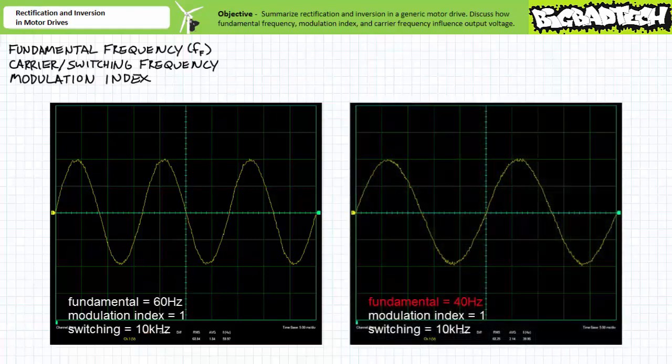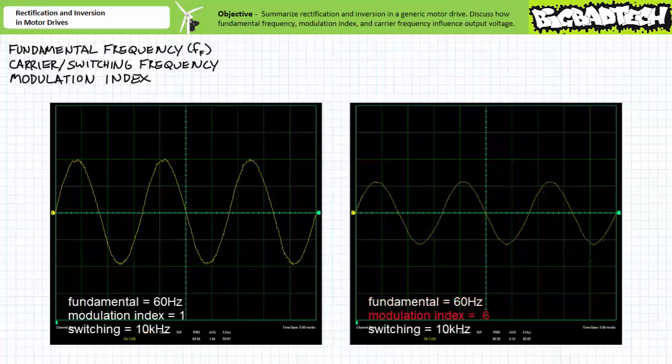Here's the filtered output of one phase of a three-phase pulse width modulated inverter when the fundamental frequency has been reduced to 40 Hz, and switching frequency and modulation index respectively remain at 10 kHz and 1. Note, by varying the fundamental frequency, magnitude and output quality remain the same, and only resultant frequency is changed, in this case to 40 Hz.